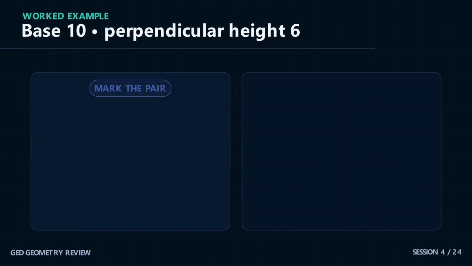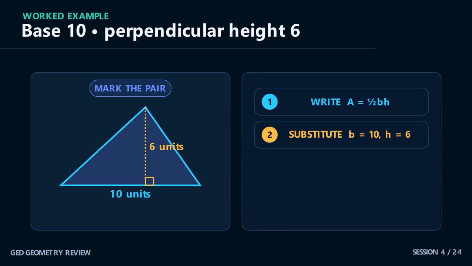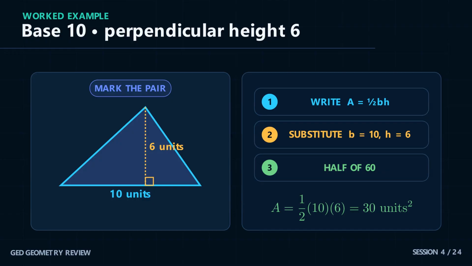Let us solve a basic example. A triangle has base 10 units and perpendicular height 6 units. Write the formula first. Area equals 1/2 base times height. Substitute 10 and 6. 10 times 6 is 60. 1/2 of 60 is 30. The final answer is 30 square units. If you answer 60, you found the area of the matching rectangle or parallelogram and forgot to take half. Use the units as a final check.